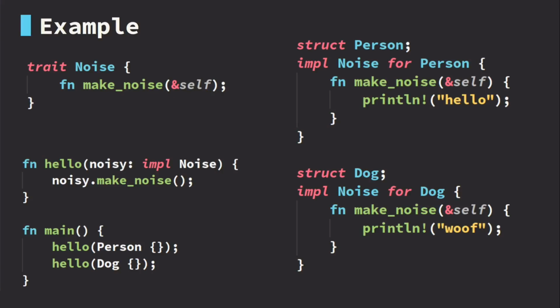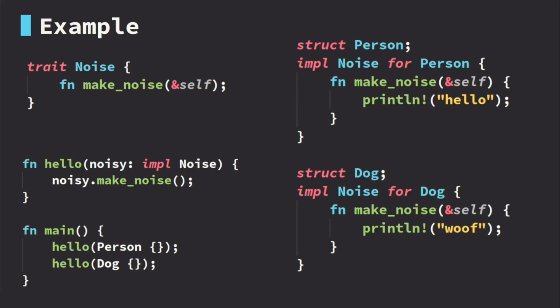In order to implement traits, you need structures or enumerations. Here we have two structures on the right. So for our person structure, we're implementing the noise trait. To implement a trait, use the impl keyword, and instead of specifying the structure or enumeration, you instead specify the name of the trait, along with the keyword for, and then the name of the structure or enumeration. So this reads, implement the noise trait for the person structure. Then within the implementation block, you'll list out all of the functions required for that specific trait.